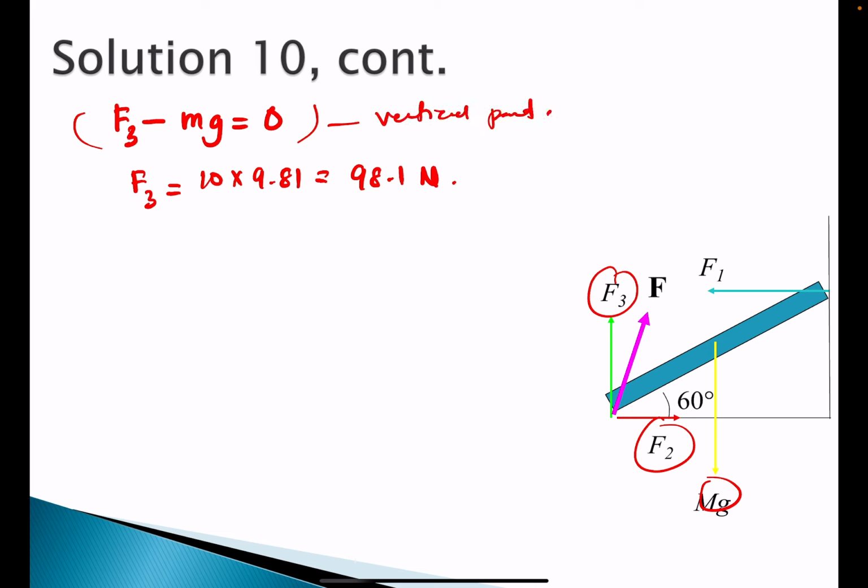Look at the horizontal part. It's F1 and F2. F1 minus F2 equals 0. So that makes F2 equals 28.32 Newton.